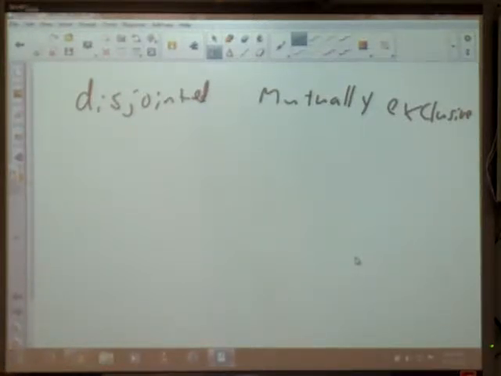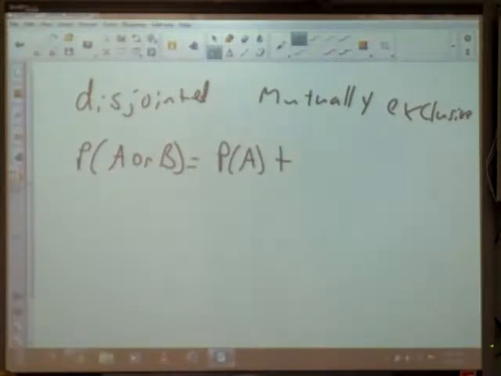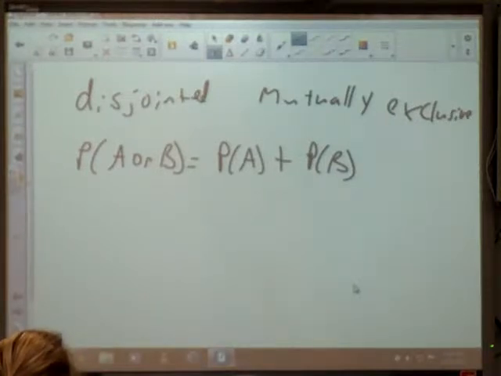Now, the formula that we're going to use for that, if something is disjointed or mutually exclusive, it's going to say the probability of A or B is equal to just the probability of A plus the probability of B. Now, do you see the major difference between this formula and the one that had "and" in it last week? Very good. This one with "or," we're adding. Last week when it was "and," we multiplied. Remember that?